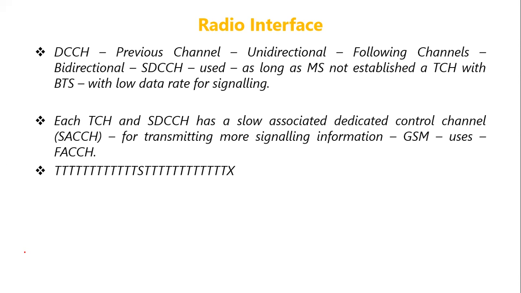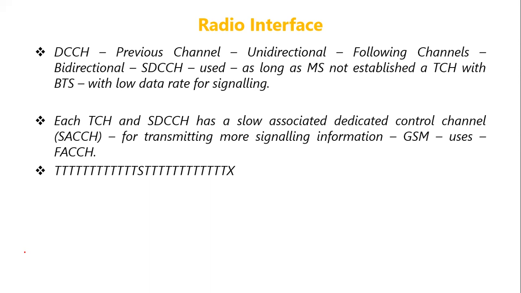Each TCH and SDCCH, that is standalone dedicated control channel, has a slow associated dedicated control channel, which is used to exchange system information. So this slow associated dedicated control channel is used to exchange certain system information such as channel quality and signal power level.